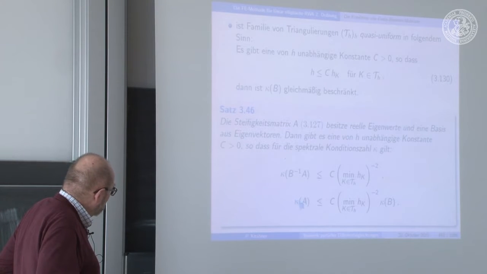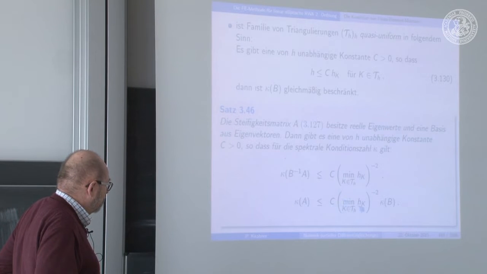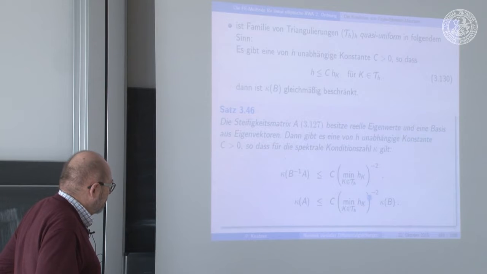And in the end, what we are going to show is that we can estimate the stiffness matrix by a constant times 1 over the minimum of the h_k. So in the quasi-uniform case, this would be just h to the minus 2. So we have here something like h to the minus 2 times the condition number of B, or in a similar, pretty much related estimate, where B to the minus 1 times A appears.